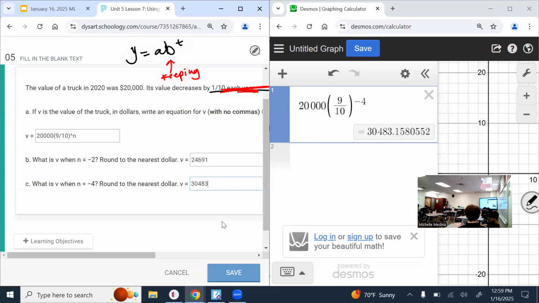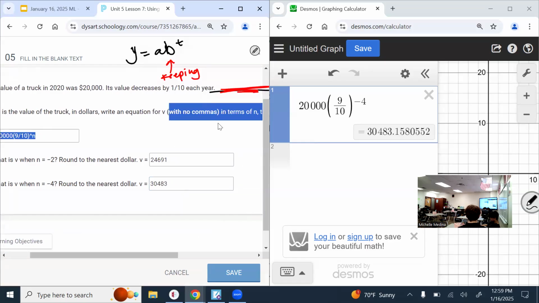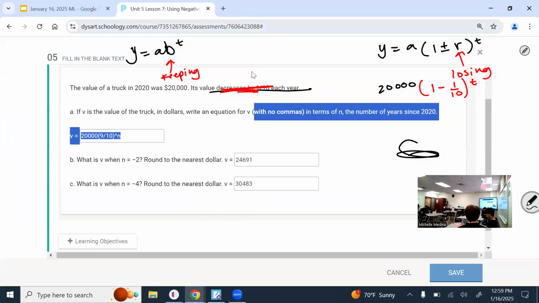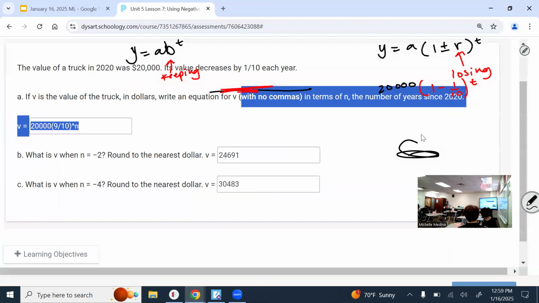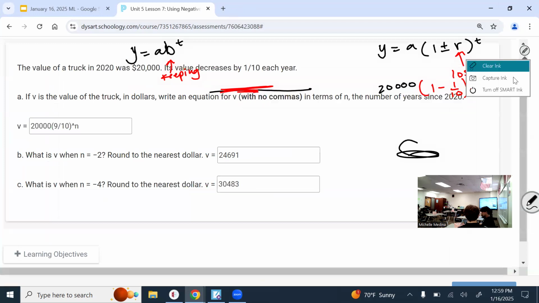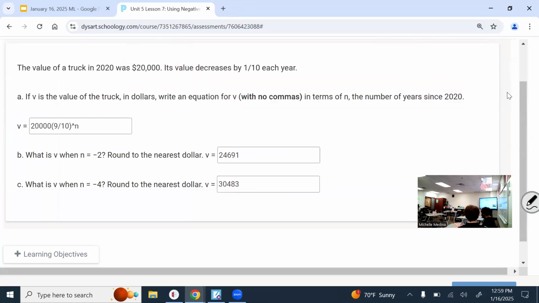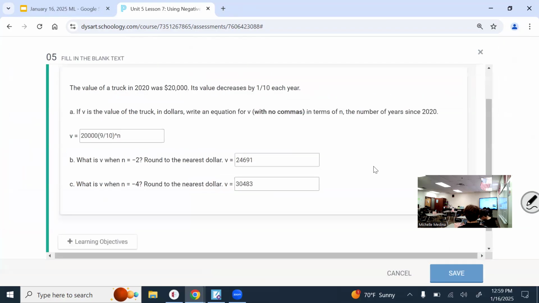30,483. And don't put commas unless it tells you to. This one specifically says not to. But yeah, use your calculator for that part. Let's make sure it accepts all the things that I'm saying, because there are so many ways you could type this in that I don't think we could cover them all.